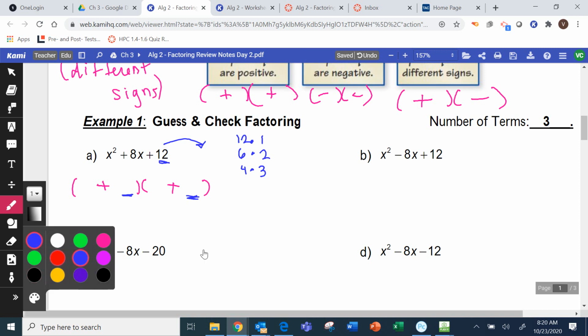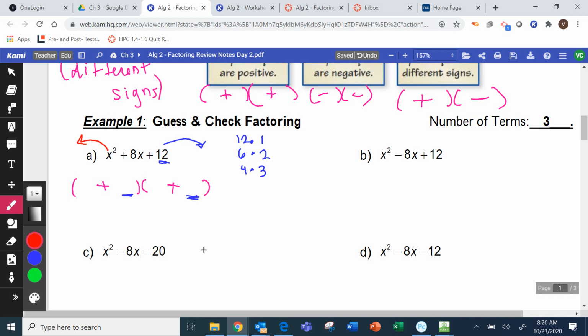Now this is a little bit easier question. What about the first term? What can I multiply together to give me x squared? X times x? Oh, that's it. Okay? And then this first term here, what multiplies together to give the first term goes in these first spots.